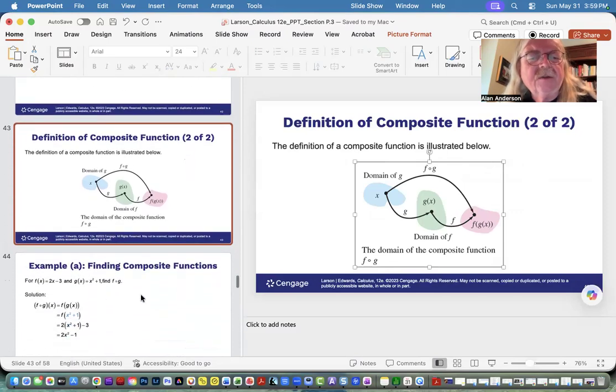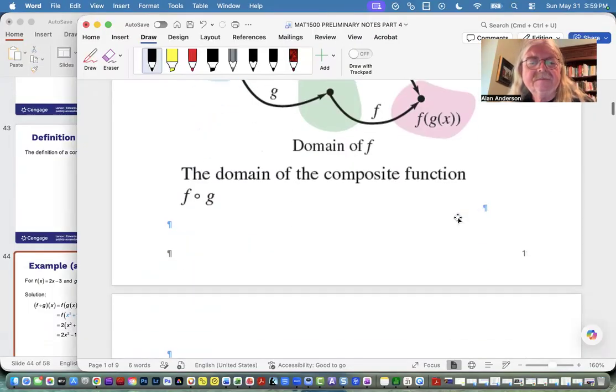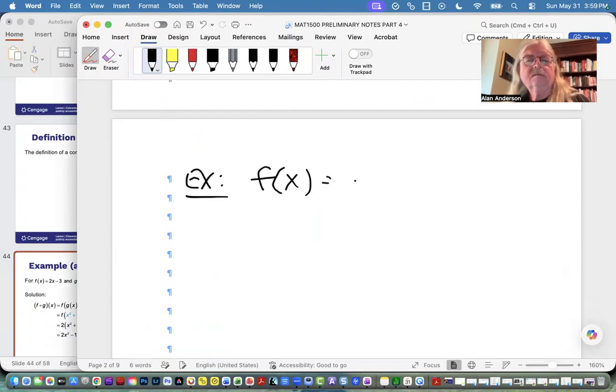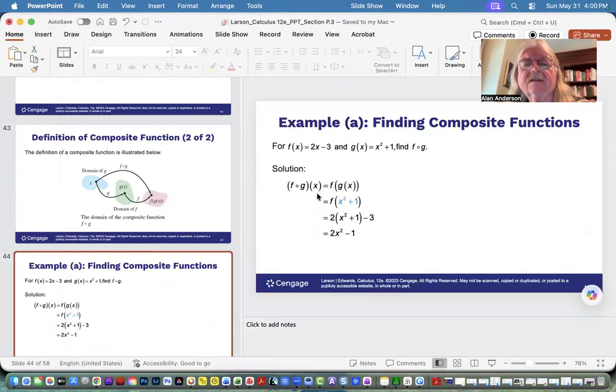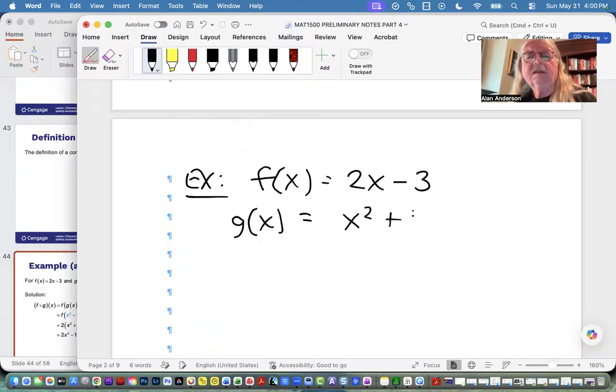For now, what we'd like to do is actually show how to find a composite function. So here's an example. f of x equals 2x minus 3, and g of x is x squared plus 1. We'll start with f of g of x.